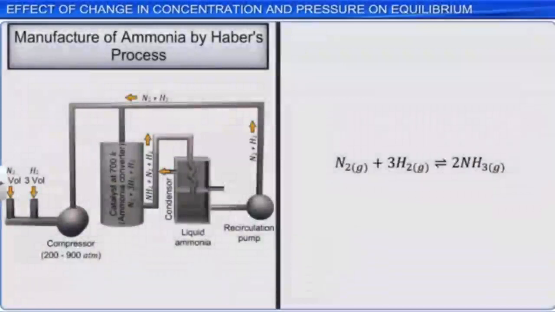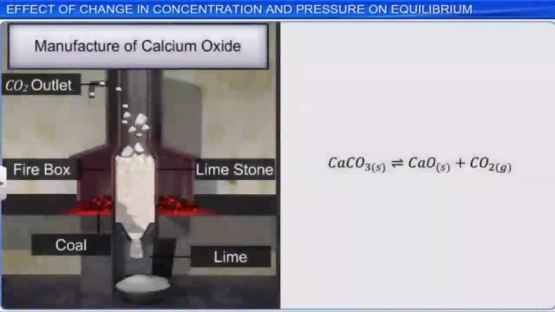In the manufacture of ammonia by Haber's process, high yield of ammonia is favored by the addition of the reactants nitrogen or hydrogen, or the removal of the product ammonia from the reaction mixture. In the large-scale production of calcium oxide, which is used as an important building material, from calcium carbonate, carbon dioxide is constantly removed from the kiln, which drives the reaction to completion.